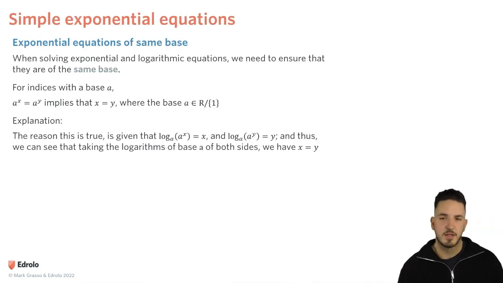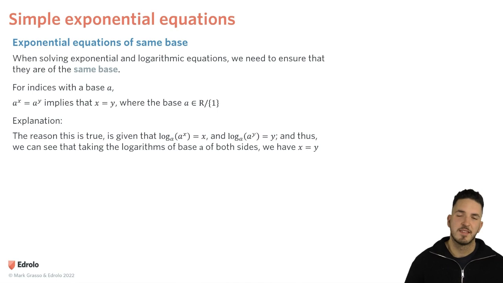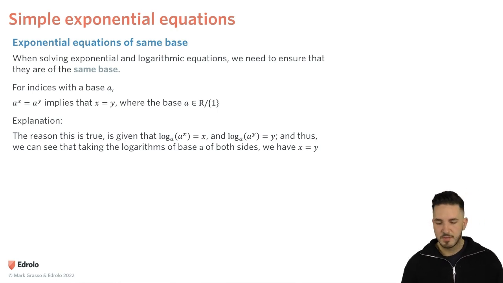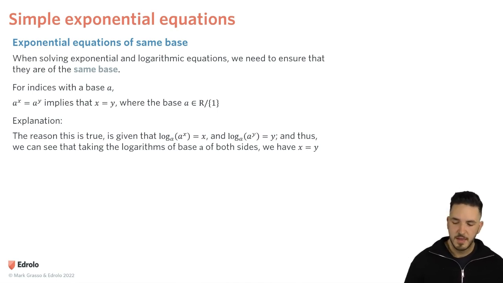So simple exponential equations. So exponential equations are the same base. So when solving exponential and logarithmic equations as well, we need to ensure that they are of the same base. So for example, with indices of a base of a, a to the power of x equals a to the power of y implies that x equals y. So because they have the same base, we can work with the powers to solve any particular equation. And in this case, the base has to be a real number that isn't simply 1.